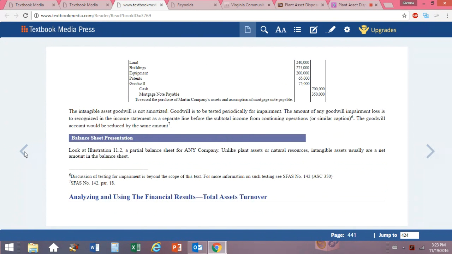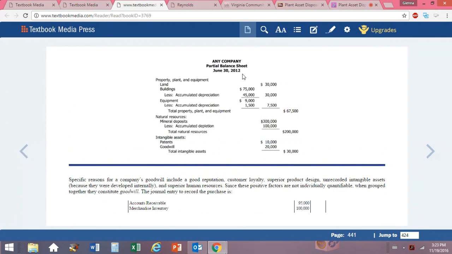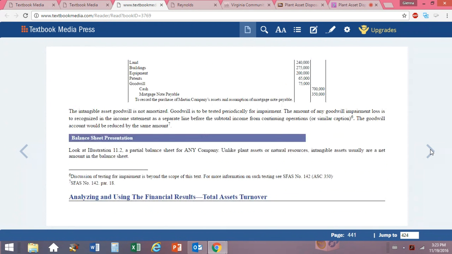All right, let me go back here. Here now is what we've got going on with the balance sheet. We have property, plant, and equipment. We did those in the last chapter. Under natural resources, you have mineral deposits less accumulated depreciation. Intangibles, you have patents and goodwill. You don't have any accumulation accounts going on in the balance sheet. All right. And that is that for that chapter.